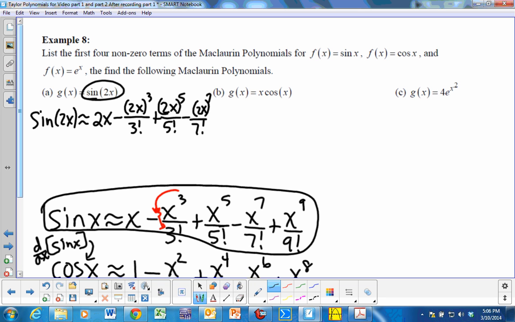Now, I could stop there. I would just leave it, or you could go ahead and if you wanted to, you could multiply the numbers out and simplify it and everything, but I would just leave it, and there you go. There's your 4 terms.